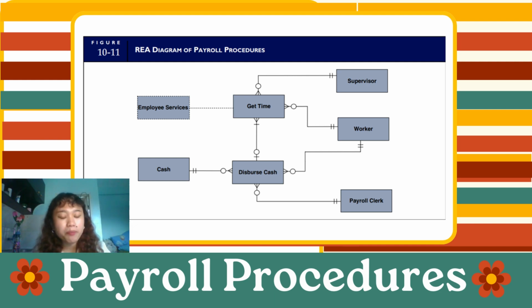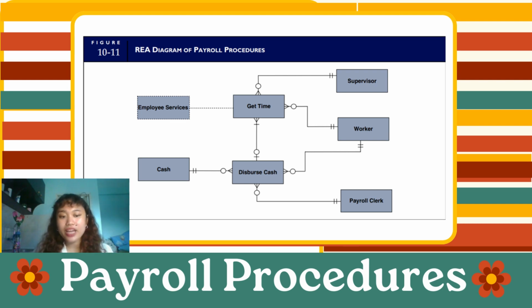Typically, employees aren't paid daily. So, the one-to-many cardinality on the get time side suggests that one or more instances of get time may exist for each disburse cash instance. The zero-to-one cardinality on the disburse cash side implies that at a specific point, such as midweek, a get time instance may exist without having been paid. However, each get time instance is paid only once.